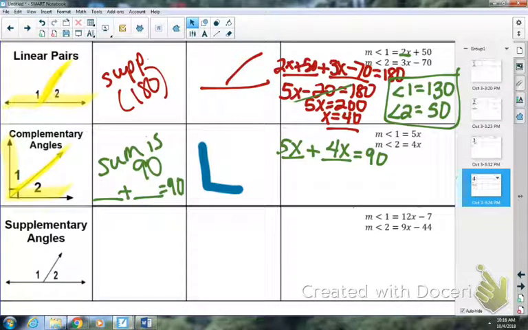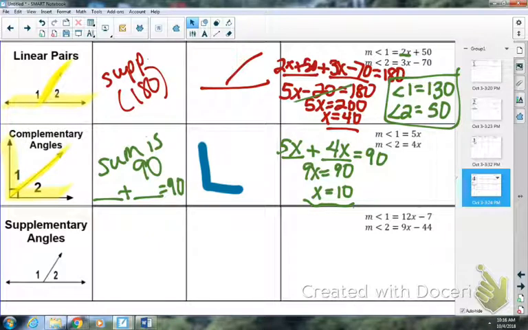Okay, so one of them is 5x and the other one is 4x. So I've got 5x plus 4x equals 90. So what do I get when I combine like terms here? What's 5x plus 4x? So if 9x equals 90, what does x equal? 10, okay. So again, if I was just asked to find x, I would stop there. X is going to be 10.